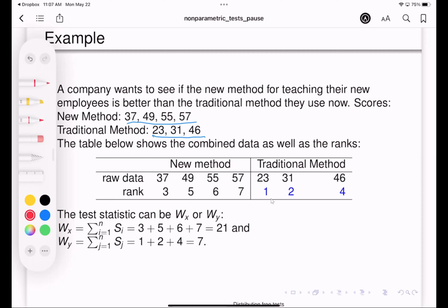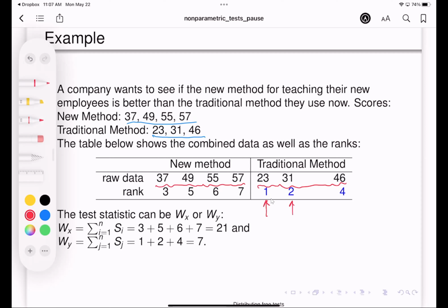To rank the observations, we will first list all the observations together. Here are the observations from the new method, and these are the observations from the traditional method. We're pulling them together to consider the ranking. Out of the combined total of 7 observations, the smallest one is 23, so that receives the rank of 1. The next smallest is 31, which receives the rank of 2. The third smallest is 37, which receives the rank of 3, and so on. So that's the ranking.